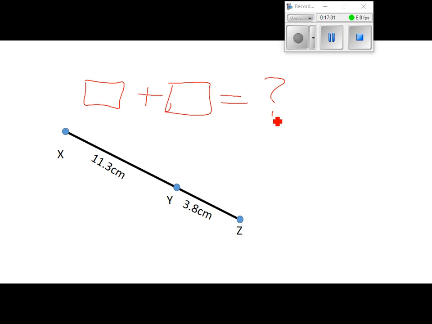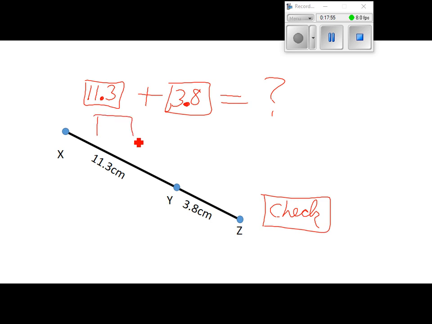What do we put in this first box? 11.3. What do we put in the second box? 3.8. Then you push what? Check answer. Push check, and it says it's right. Let's go back and try this. Did it have to be 11.3 in this box? What else could it have been? Try 3.8 plus 11.3, see if it still says you're right.